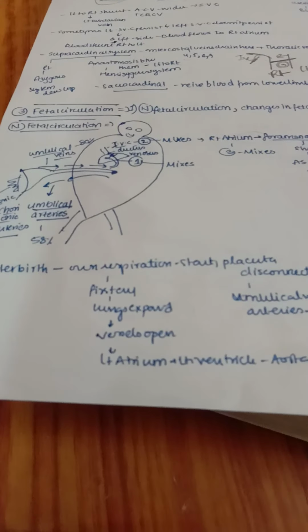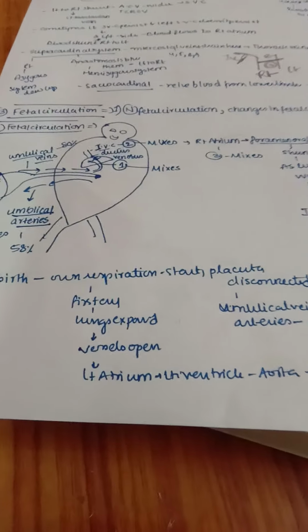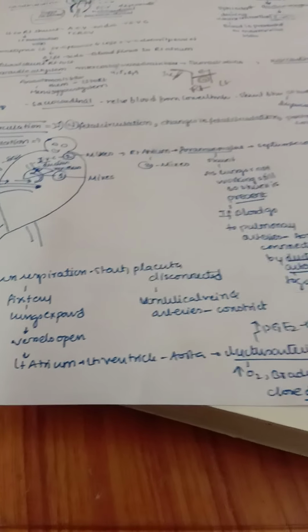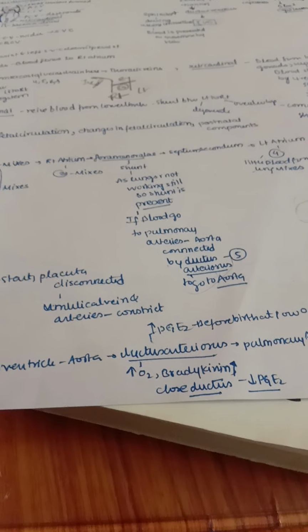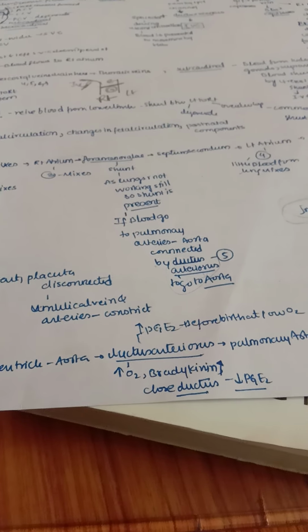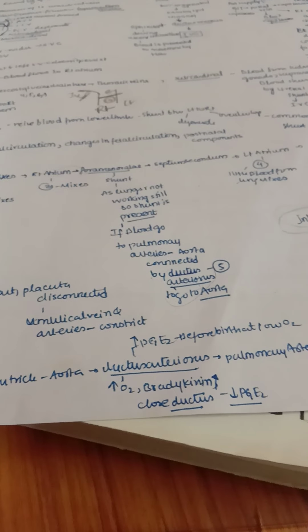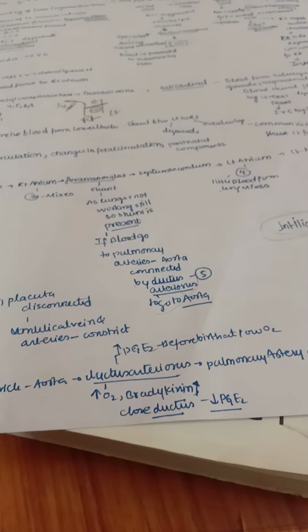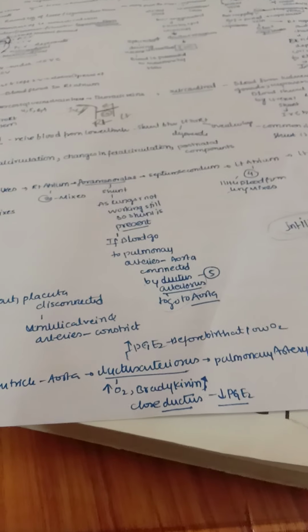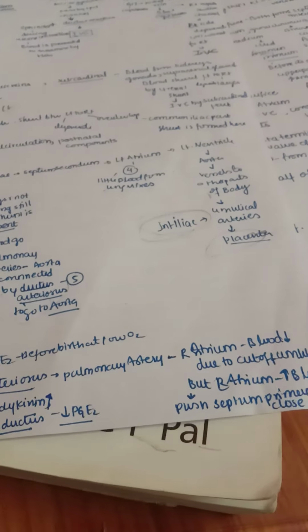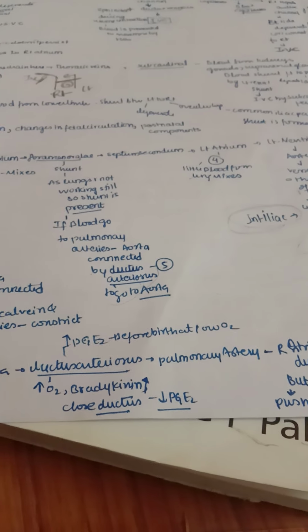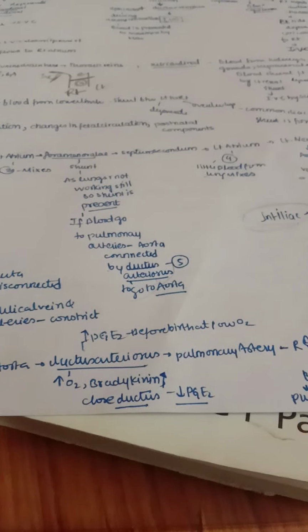So after birth what happens, the baby's own respiration starts. That is the first cry, the lungs get expanded and the vessels open, and the left atrium to left ventricle, aorta, ductus arteriosus. The ductus arteriosus is very sensitive to oxygen, bradykinin and prostaglandins. So whenever there is more oxygen after birth, we have more oxygen, more bradykinin and less PGE2, so that we can easily close the ductus arteriosus. But whenever there is low oxygen, that is before birth, the PGE2 is more, and the ductus arteriosus is open.